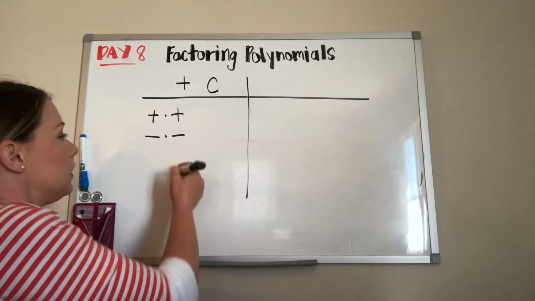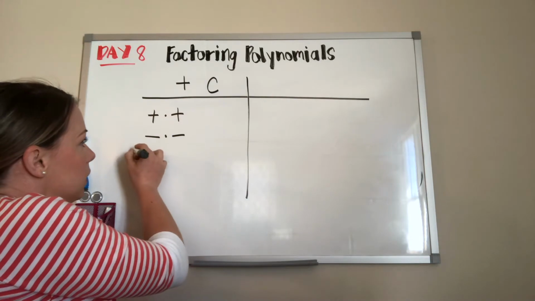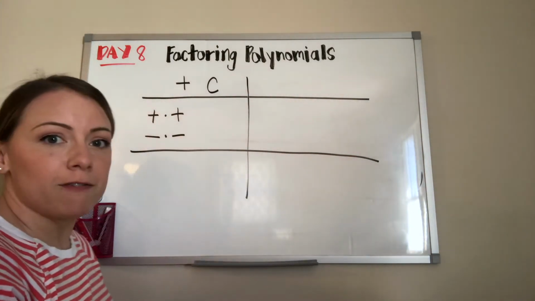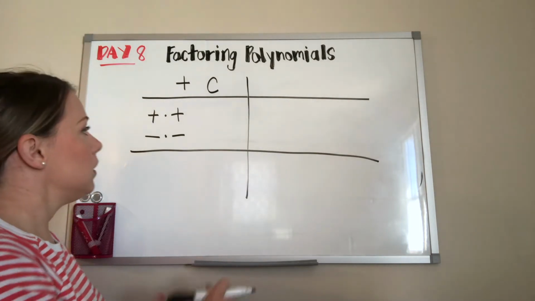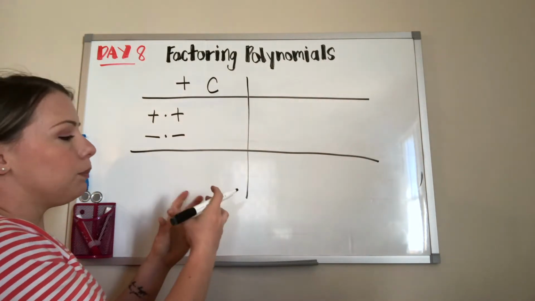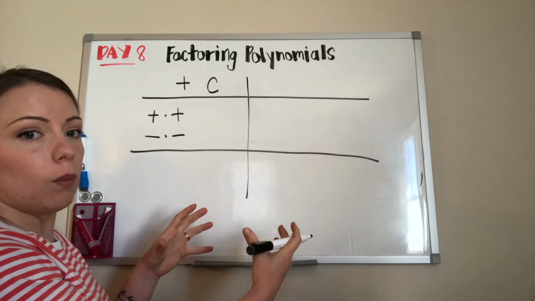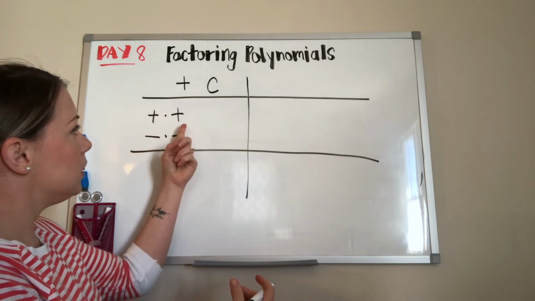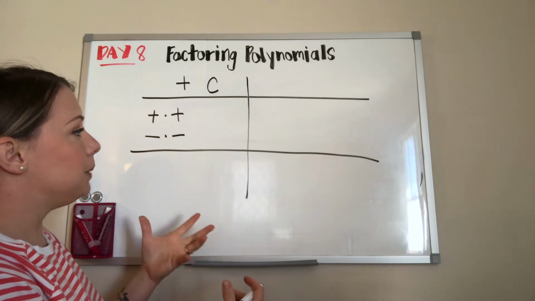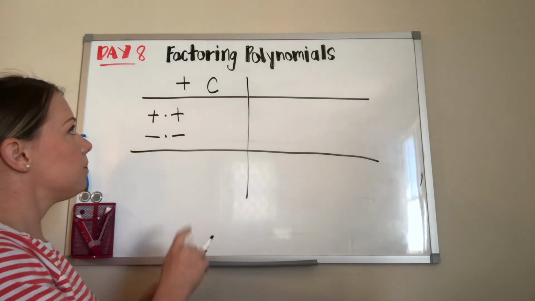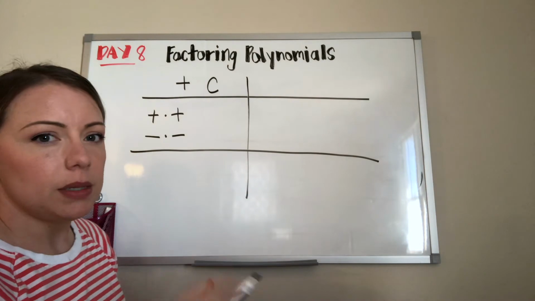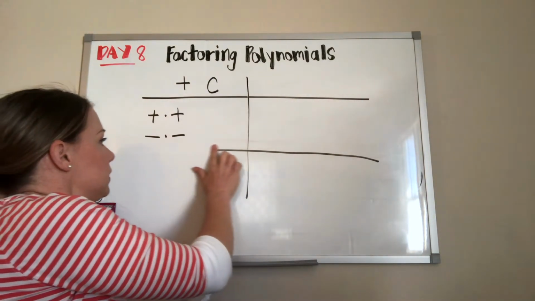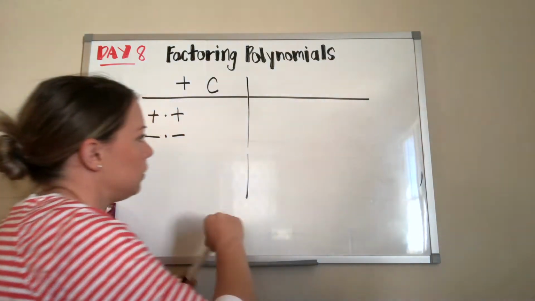Now, let's think about how these would affect B. So when we broke up the previous problem, we knew that the factors would then add together to create B. So let me take this a step back. Instead of doing this, I'm going to show you a little differently.